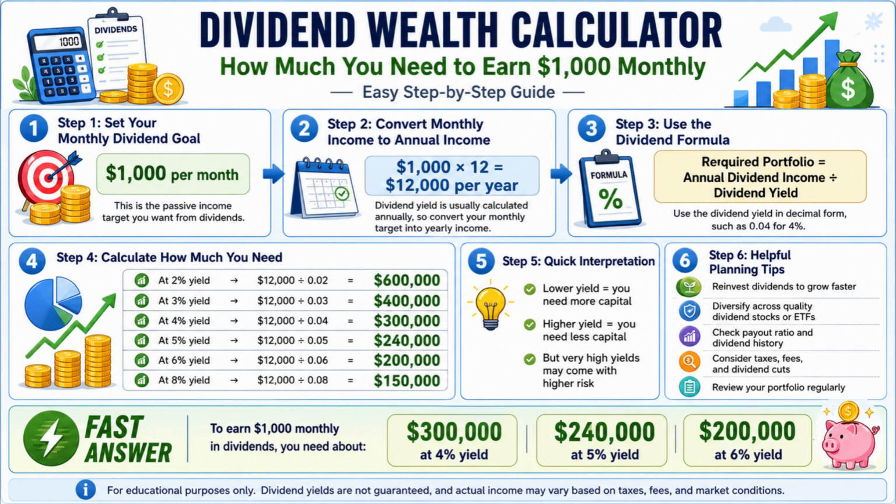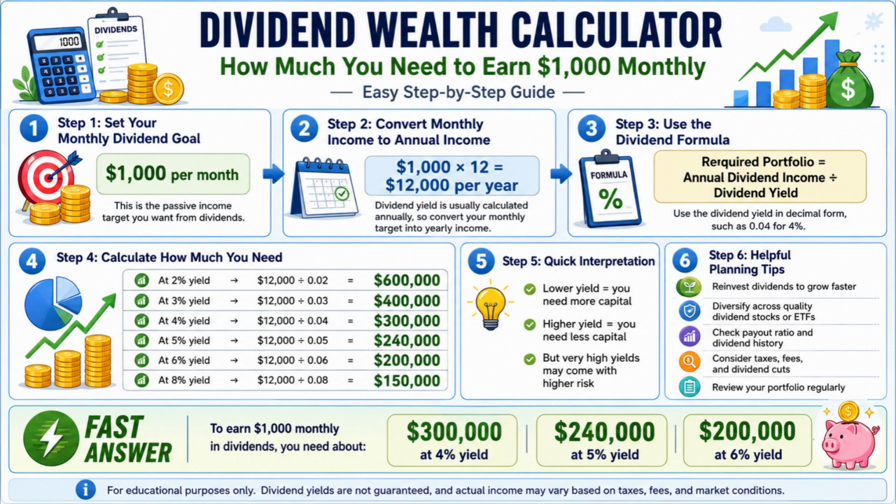In this video, we will discuss the Dividend Wealth Calculator and define how much you need to earn $1,000 monthly. To begin with, imagine you want to earn $1,000 every month from dividends. This monthly amount is your passive income goal, and it helps you understand how large your dividend investment portfolio needs to be. Next, because dividend yield is usually calculated on a yearly basis, we need to convert the monthly income target into annual income. So, $1,000 per month multiplied by 12 months equals $12,000 per year.